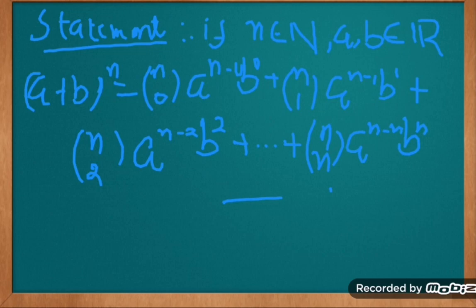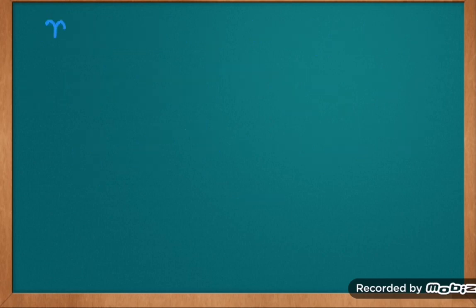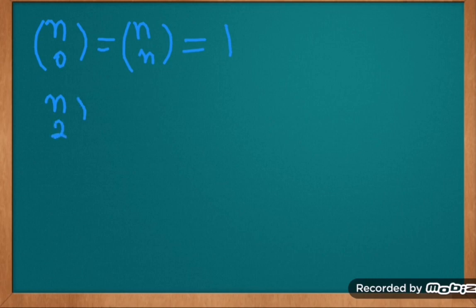Now we know that combination n0 and combination nn are always equal to 1. By the nCr formula, combination n2 is equal to n factorial divided by (n minus 2) factorial into 2 factorial.